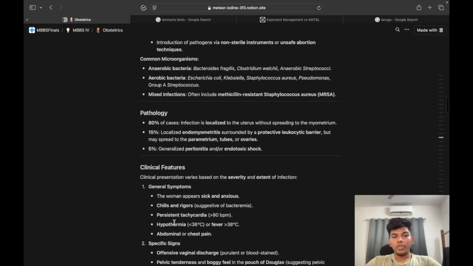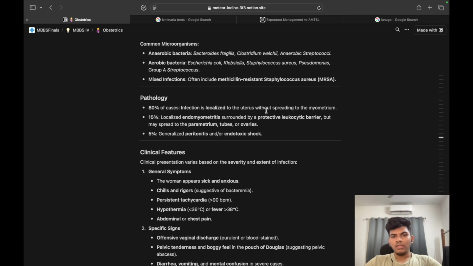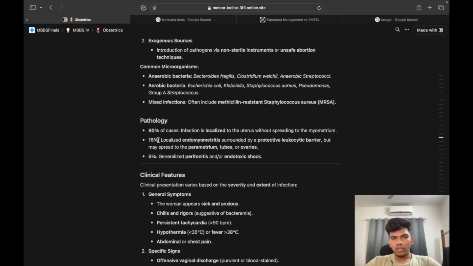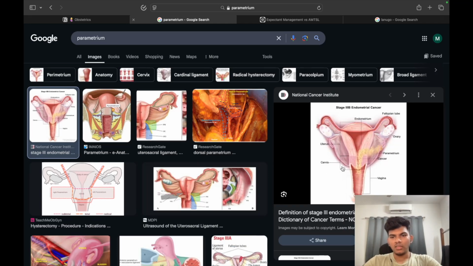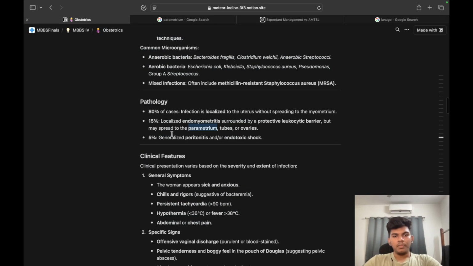Coming to pathology: in 80% of cases the infection is localized to the uterus without spreading into the myometrium. So only the innermost part, meaning the surface level. In 15% there is localized endometritis surrounded by a protective leukocytic barrier, but it may spread to the parametrium, tubes or ovaries. Let me show a diagram. This is the region to which it is localized in 15% of cases. In 5% of cases it goes entirely haywire, with generalized peritonitis and endotoxic shock.